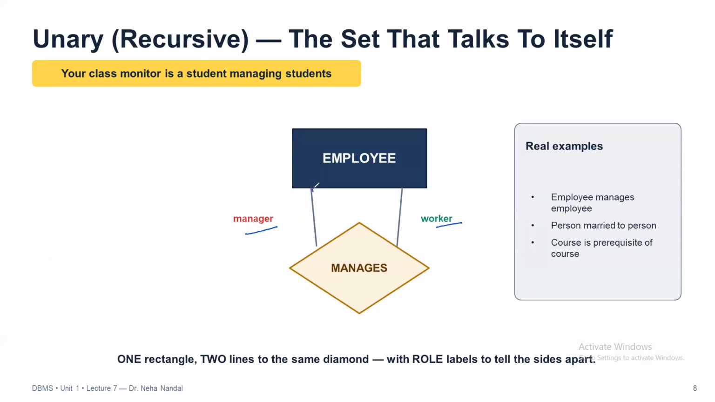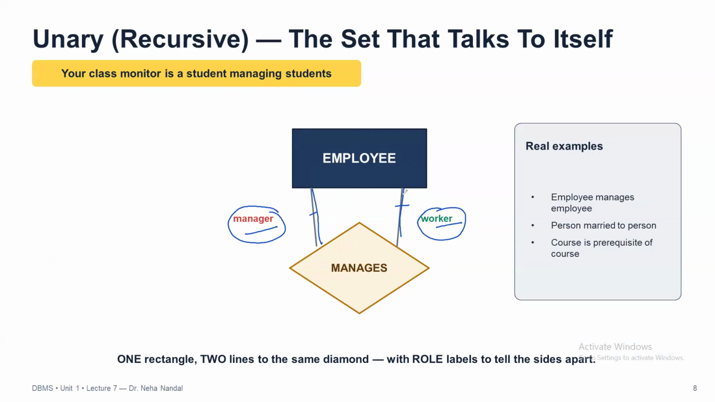So here employee manages employee, because the lines come from the same set. So we label them with roles. Here we are talking about the manager and here we are talking about a worker, because we are talking about a recursive relationship, a relationship with itself. That's why with the lines we have to mention some roles to get some clarity in the ER model.